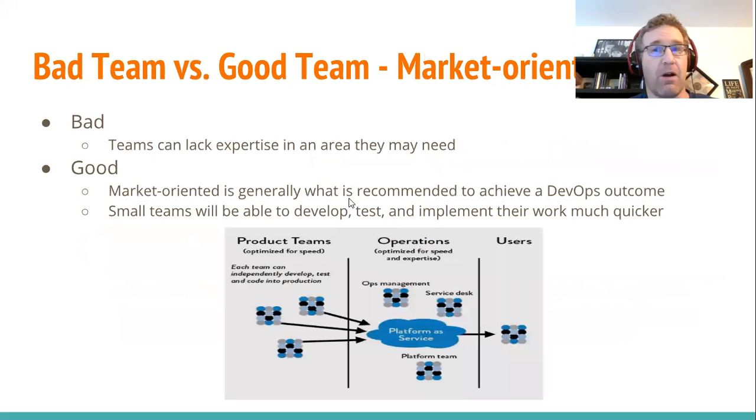Switching gears over to market-oriented, the bad aspect is that teams may lack certain expertise in an area that they need. While everyone is supposed to be a full-stack developer, it can sometimes be difficult for someone who is particularly good at, say, system administration to have the developer tools they need to successfully code a product. Now, the good aspect is that while market-oriented is generally what is recommended to achieve a DevOps outcome, small teams will be able to develop, test, and implement their work much quicker.